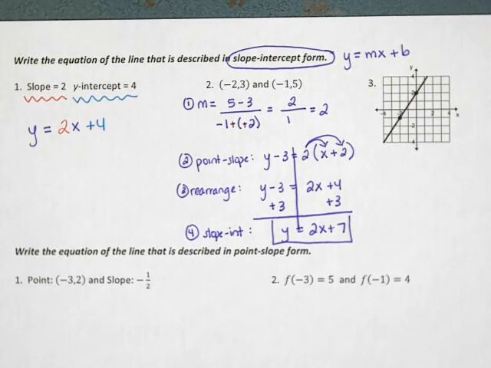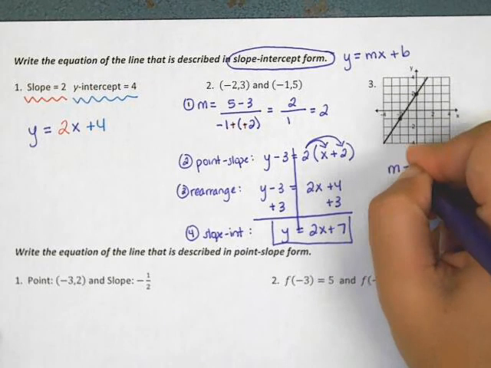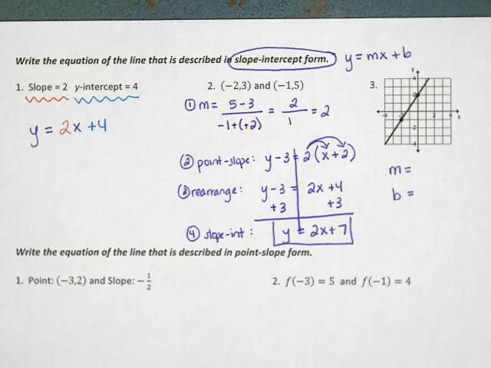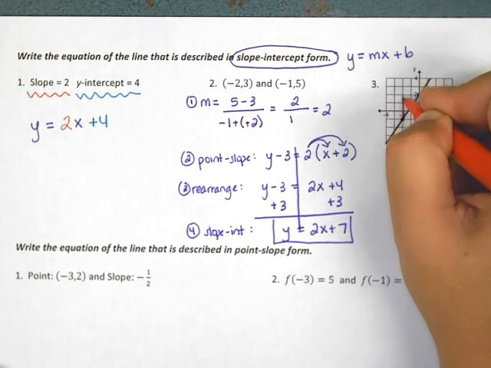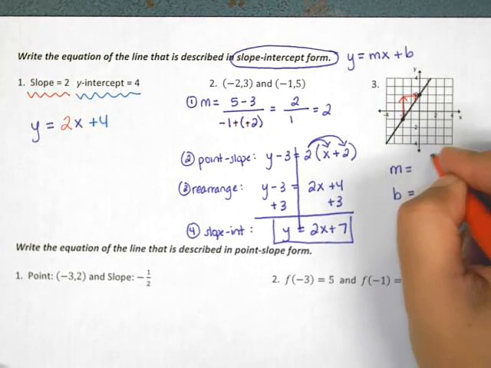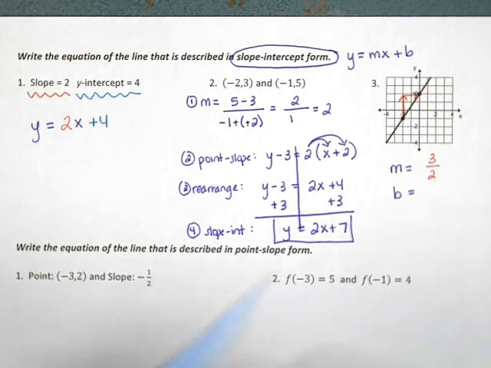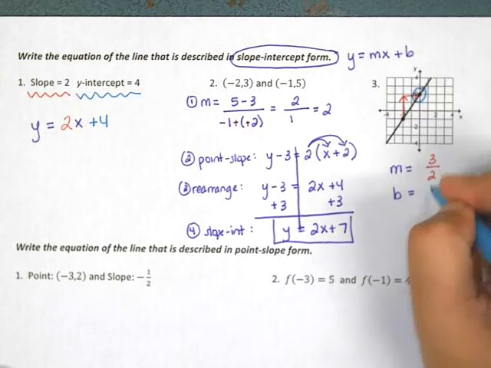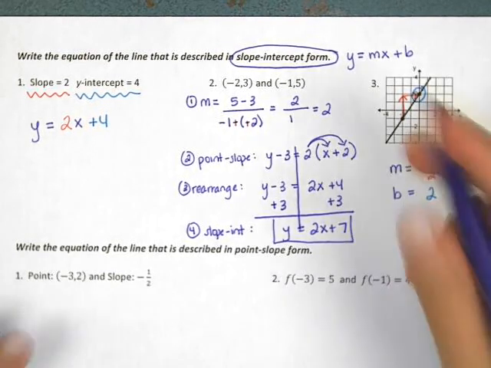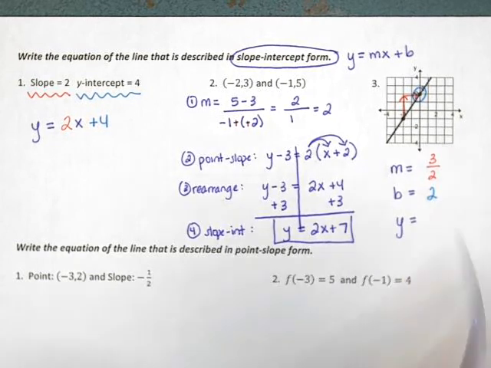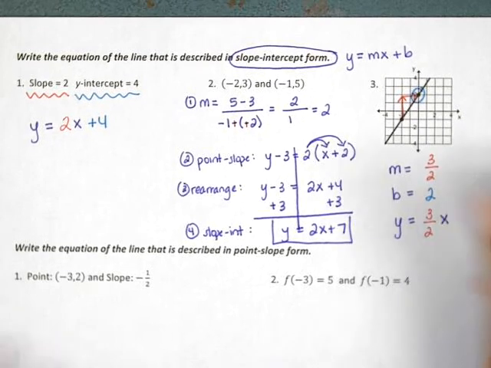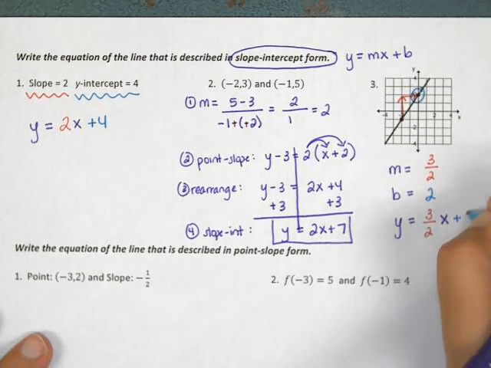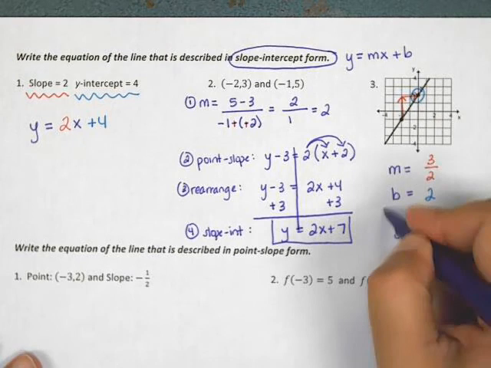The last thing would be to look at a graph. So on a graph, I would need to start by making a list of what my slope and what my y-intercept are. To get my slope, I would do rise over run. So starting from here, I would rise 3, run 2. My y-intercept is where I cross the y-axis, so that would be at the 2. And then if I combine that information, I would get y equals 3 over 2x plus 2. And that would be my final answer.